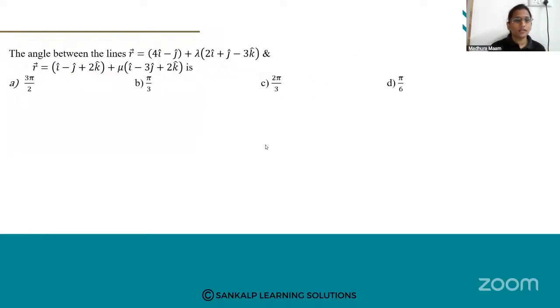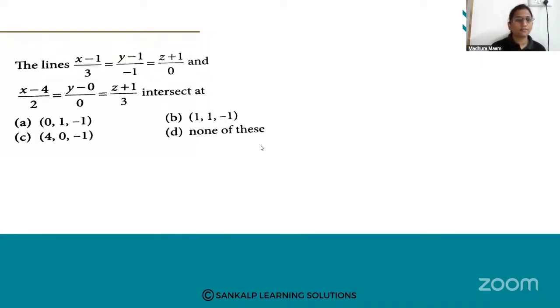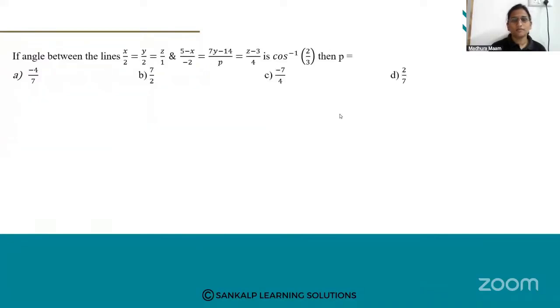Before that, one question I had left yesterday. Next, this question I had left. What do they say? Again, the question is based on the angle between lines. If the angle between the lines (x by 2, y by 2, z by 1) and (5 minus x by 2, 7y minus 14 by p equals z minus 3 by 4) is cos inverse 2 by 3, then the value of p is.